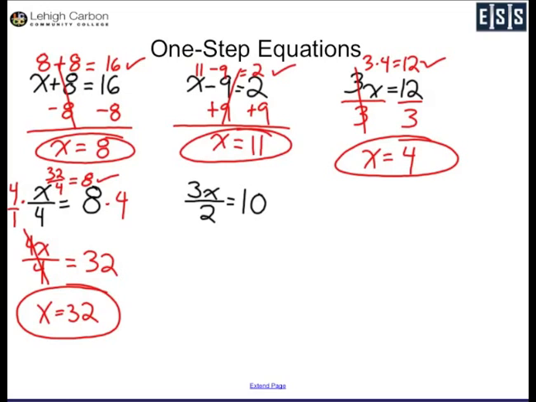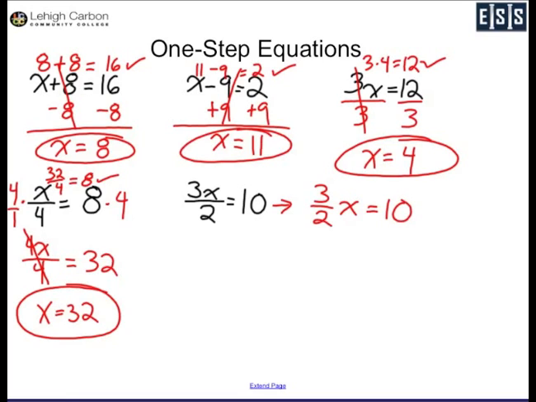Our last example of one step is 3x divided by 2 equals 10. Now in one way this looks like it is 2 steps because I have 3 times x and divide it by 2. I have to undo my multiplying and undo my dividing. However, I can rewrite this as 3 halves x equals 10.